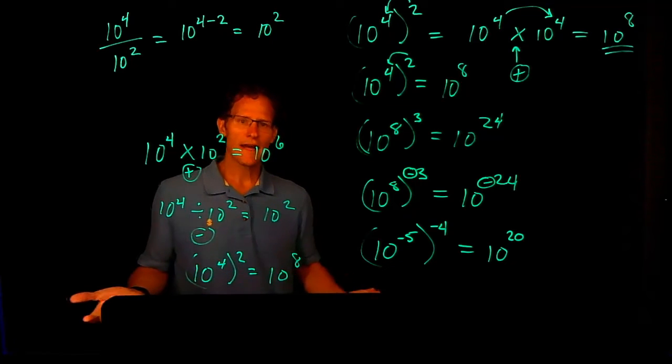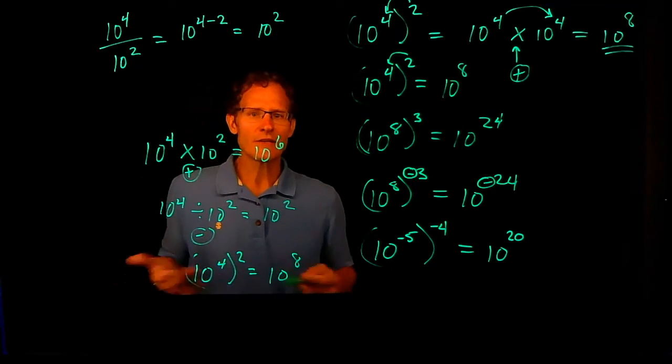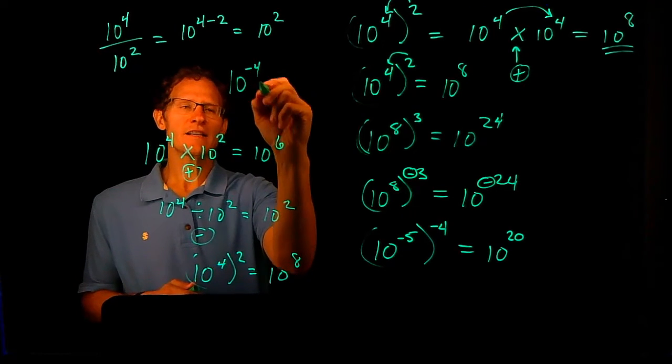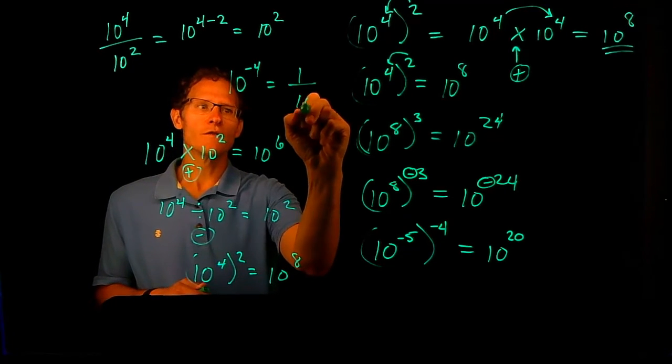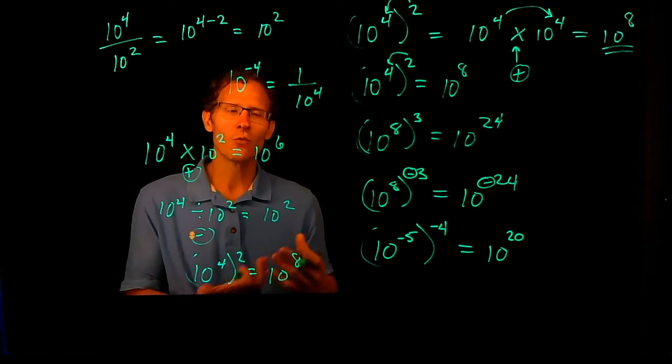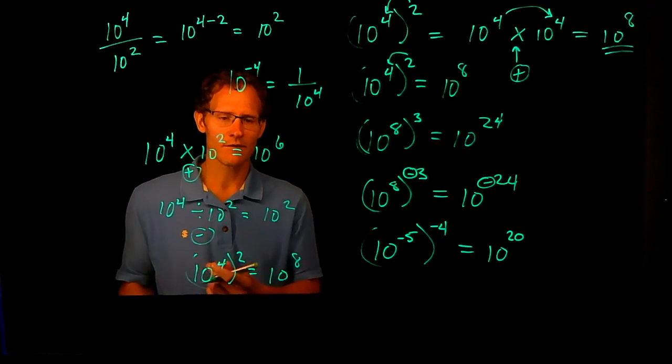Okay? That's it. And the only other big thing we talked about is negative exponents. Remember that a negative exponent means 1 over that value. So 10 to the negative fourth means 1 over 10 to the fourth.